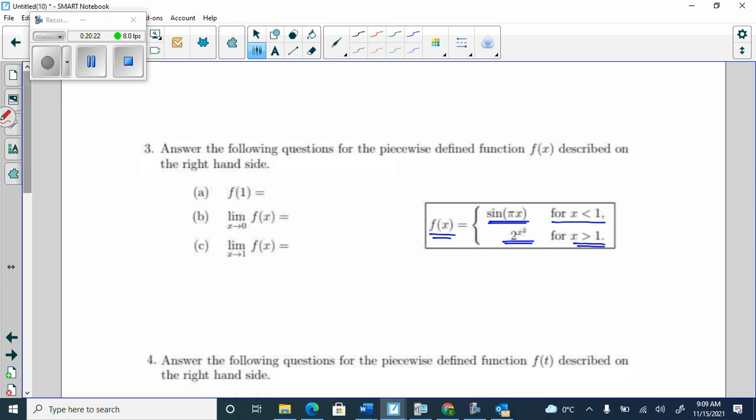Andre is reenacting it quite well. Now, at 1, is there a value here? No. No, why?